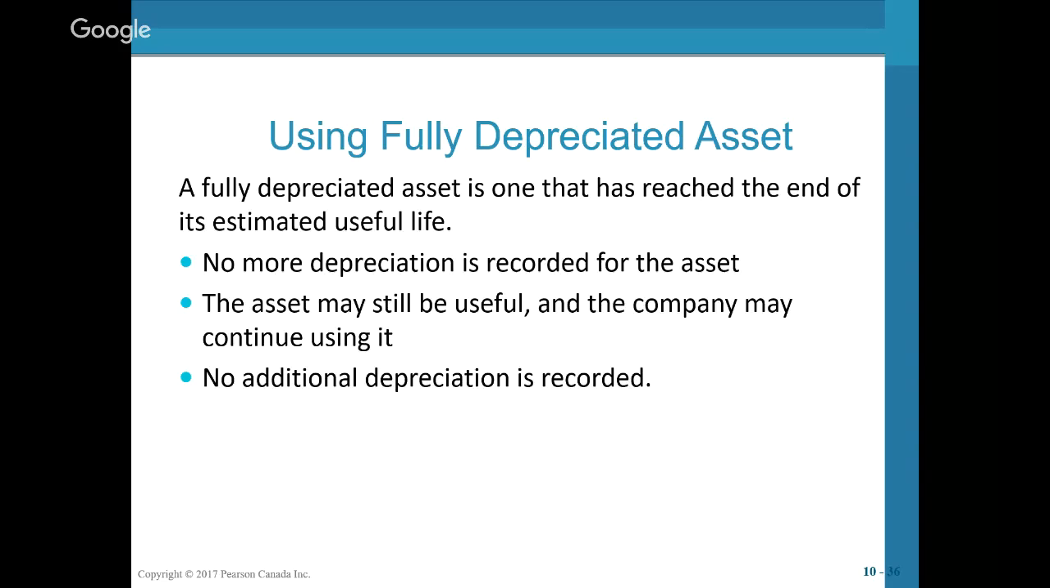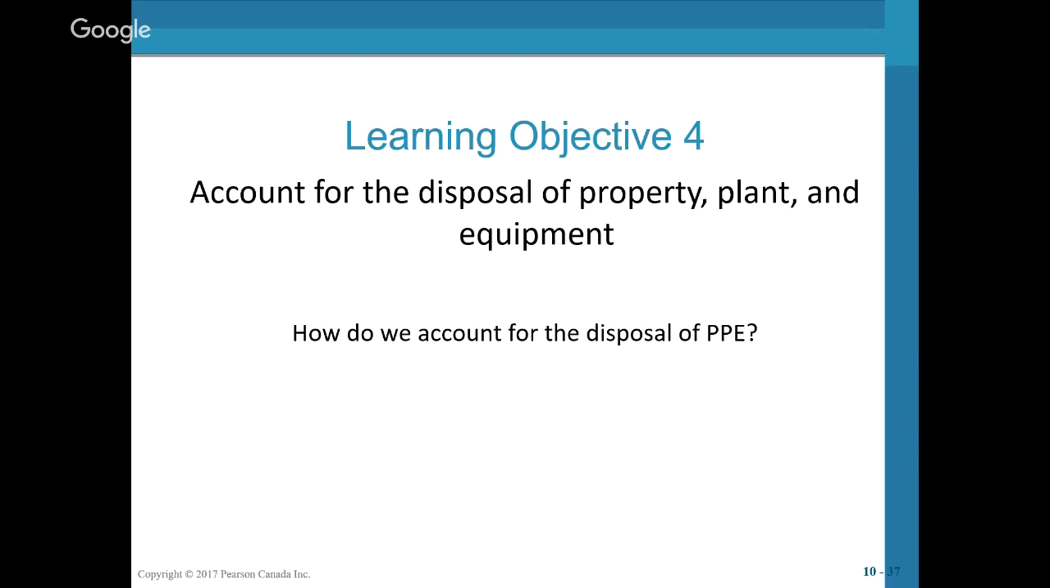Well, what could we do instead once we're done using the asset? Like, what if we want to get rid of it? What we're talking about then is the disposal of property, plant, and equipment. Okay? I hope you like that segue. I've been rehearsing for a long time.